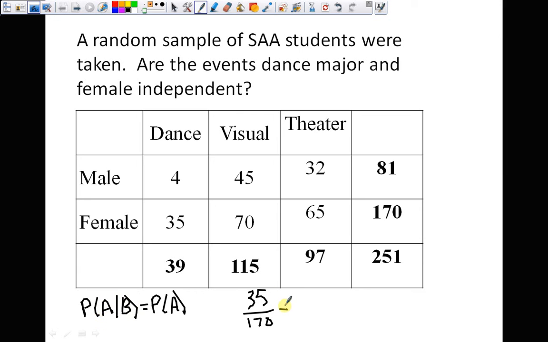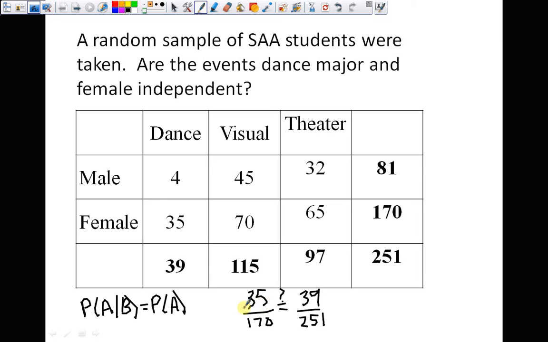So what we're trying to see is, is that the same thing as the probability of being a dance major? In other words, given the fact that we're female, did it actually have an effect on it? So, is this the same as the probability of being a dance major? Well, that probability is there's 39 dance majors and there's 251 students. So now we're not having a condition, we're looking at all students. And what you're trying to do is see if these two probabilities are the same.